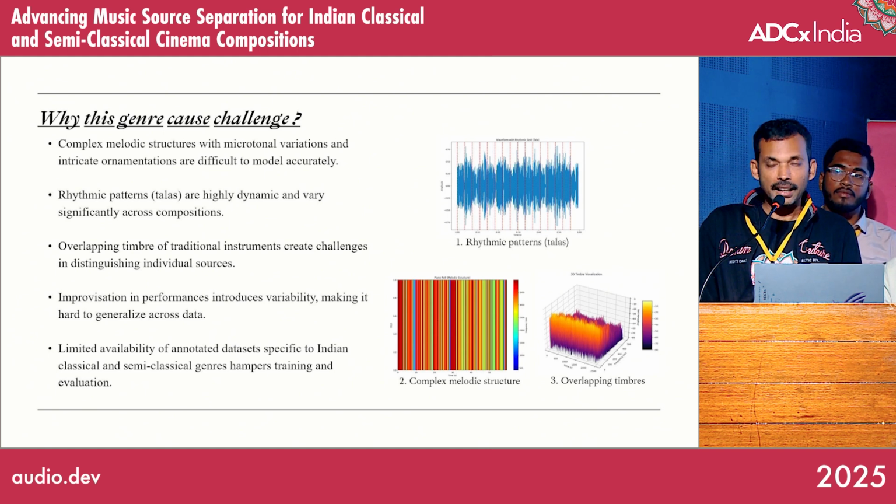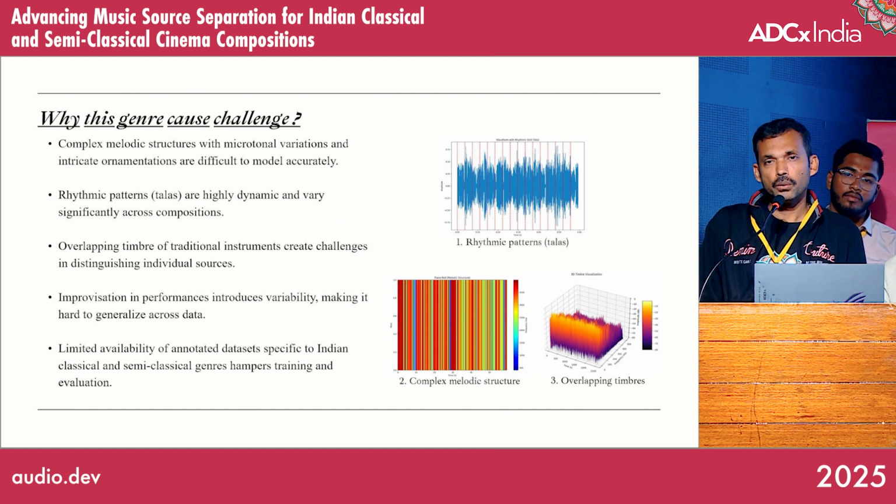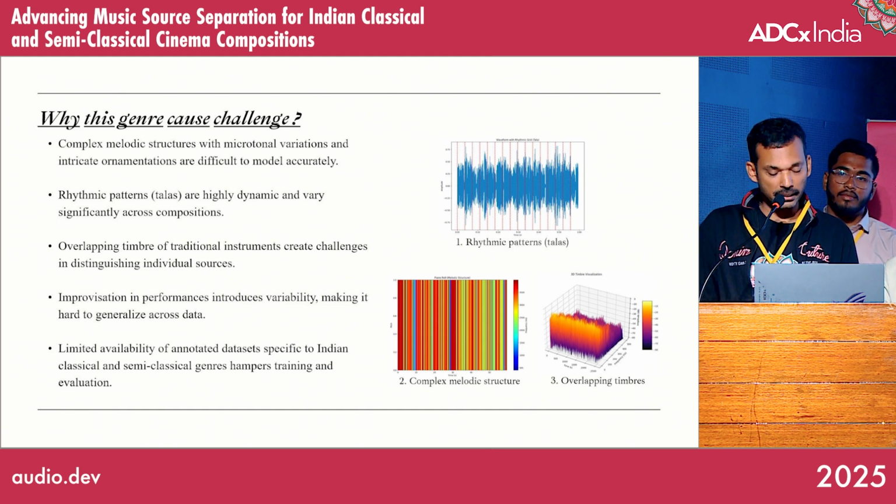Then the annotated data sets. We have only one data set available now, and we have used it here, because for Carnatic and film music data sets we don't have any. Only in the Saraga data set do we have Carnatic music, and we have used it here, because annotation is very tough, as usual for all AI models.